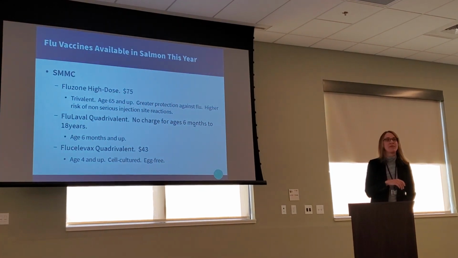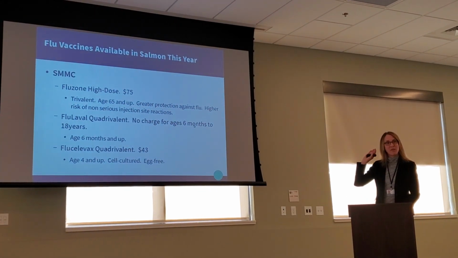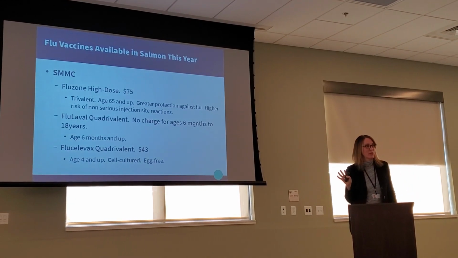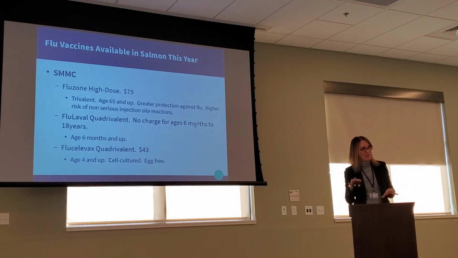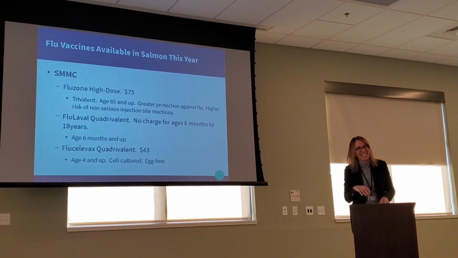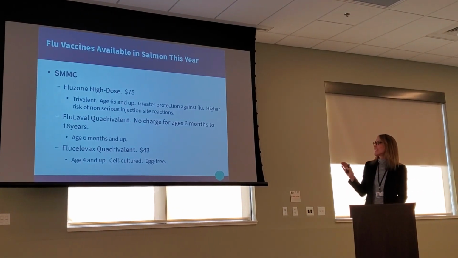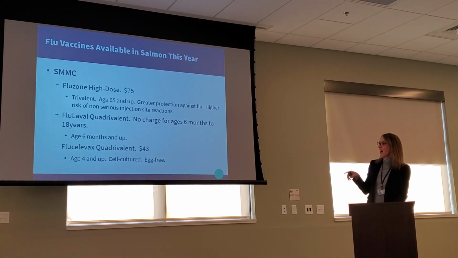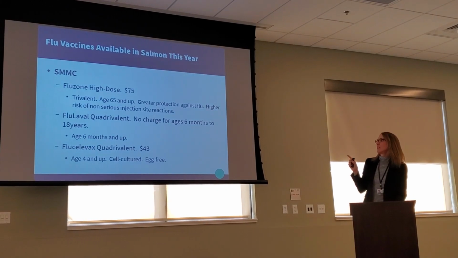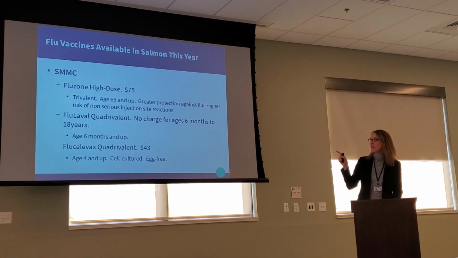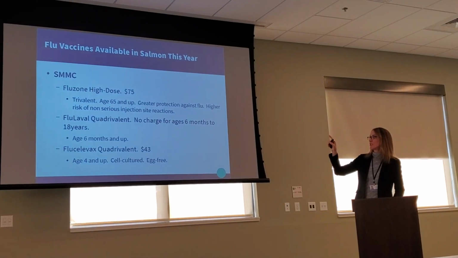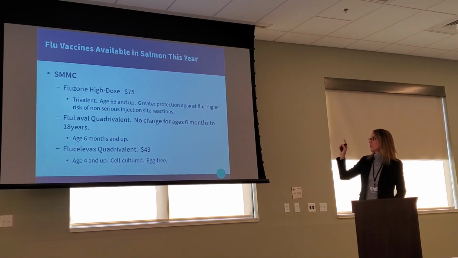Okay, so I put 3 slides in here talking about which vaccines are available in Salmon, Idaho this year. Because this is a small town, I was able to do this. So here at Steele Memorial, we have the Fluzone High Dose. It's $75. It's a trivalent vaccine, so 3 strains. This one is approved for people ages 65 and up. It offers greater protection against the flu.